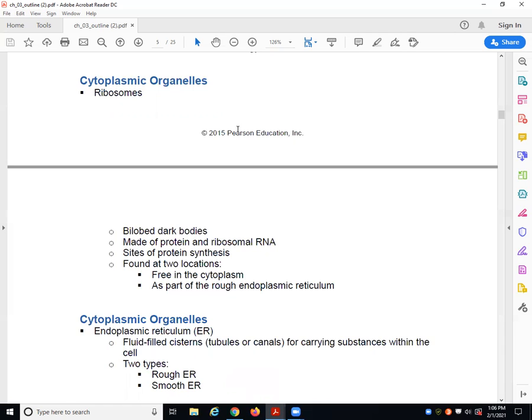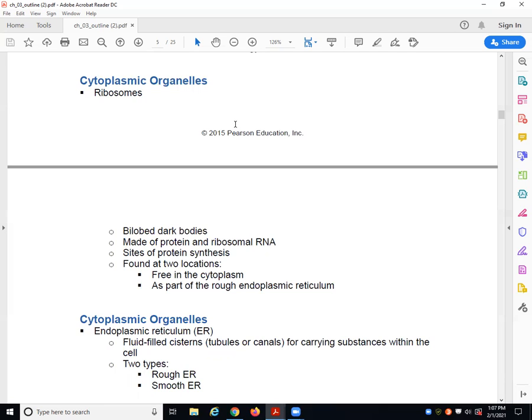And they are sites where protein is made, sites of protein synthesis. Where do you find ribosomes? Well, I'm glad you asked. You can find them in two locations inside your cells. First location would be free floating on their own in the cytoplasm. The second location where you find ribosomes would be attached to the rough endoplasmic reticulum. And that's what makes it rough. As we'll learn later with the endoplasmic reticulum, if it doesn't have ribosomes, it's considered smooth.